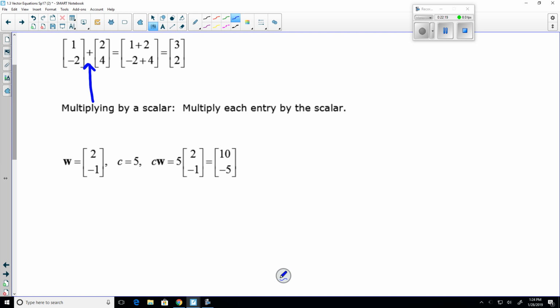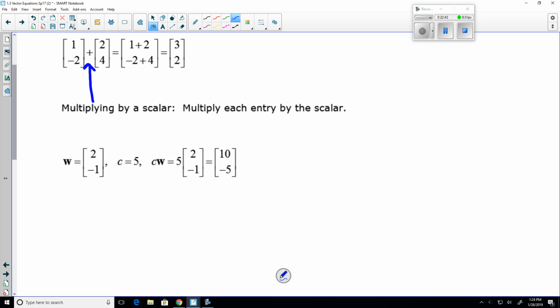And then you can multiply by a scalar. So what is a scalar? A scalar is just a constant or a real number. So scalars would just be in R, the set of all real numbers. You know, it wouldn't be an R2 or R3. Okay.